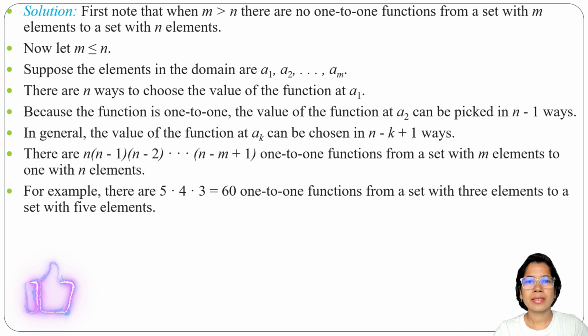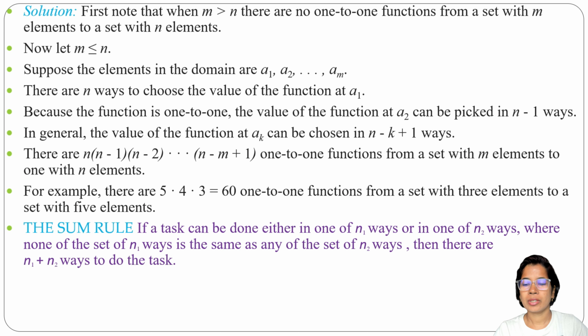In the previous lecture, I discussed the product rule of basic counting. Today, I will discuss the sum rule. If events are independent, then we can use the product rule. If events are dependent, then we'll use the sum rule.